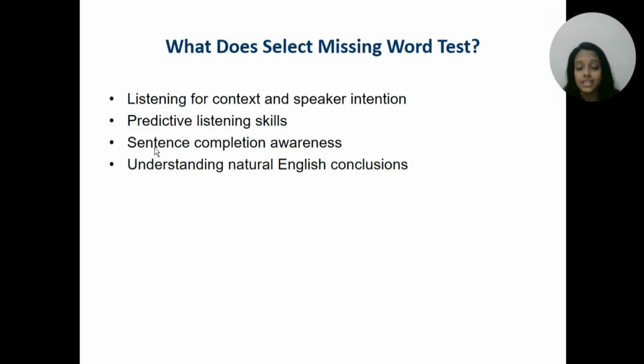The next one is understanding natural English conclusions. English speech has rhythm and expectation. Certain phrases naturally lead towards specific endings, right? For example, "One of the biggest challenges researchers continue to face is," and it stops. Your brain expects a problem, limitation, or difficulty, not something random like a celebration, right?